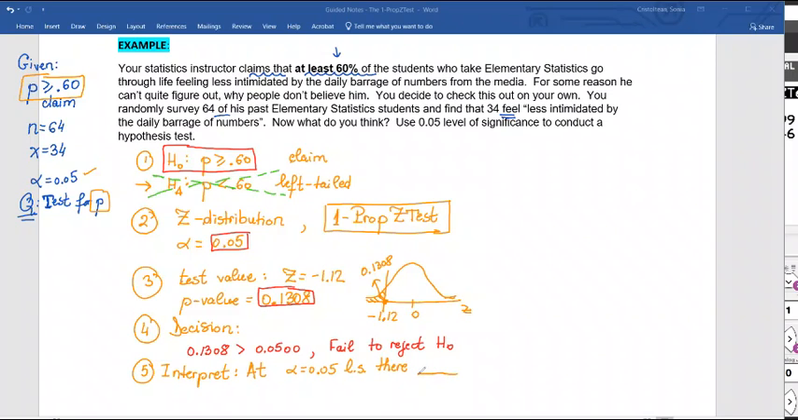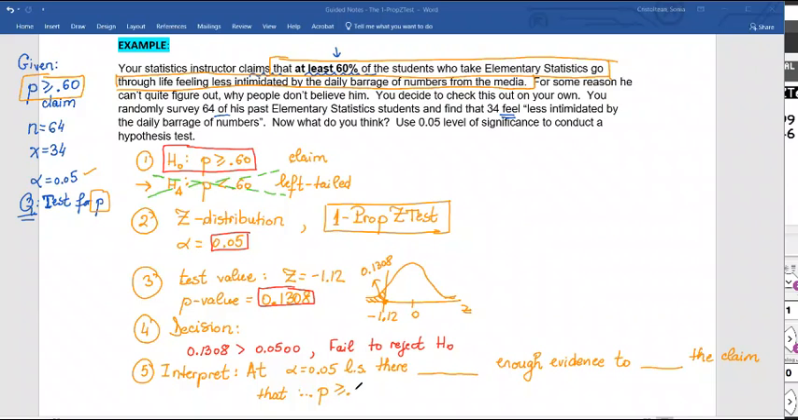There is blank enough evidence to blank the claim that the proportion of students who feel less intimidated by the daily barrage of numbers from the media is at least 60%. So I will let you put this down. You simply have to copy this phrase from here, the whole thing, to put it in context, to make more sense of why statistics is actually so close. It's actually part of our daily life. I'll just simply write down p is greater than or equal to 0.60.